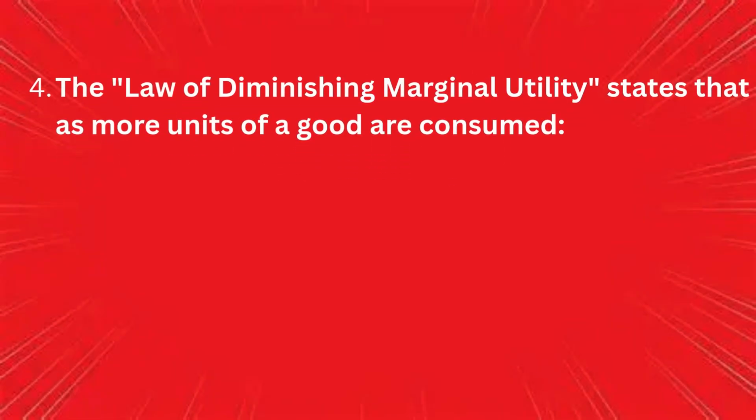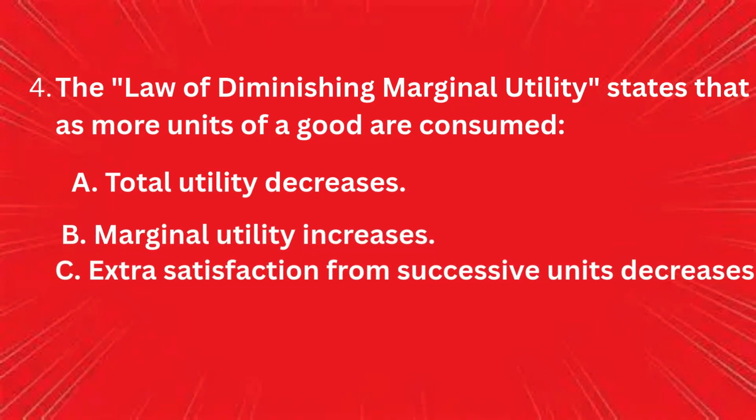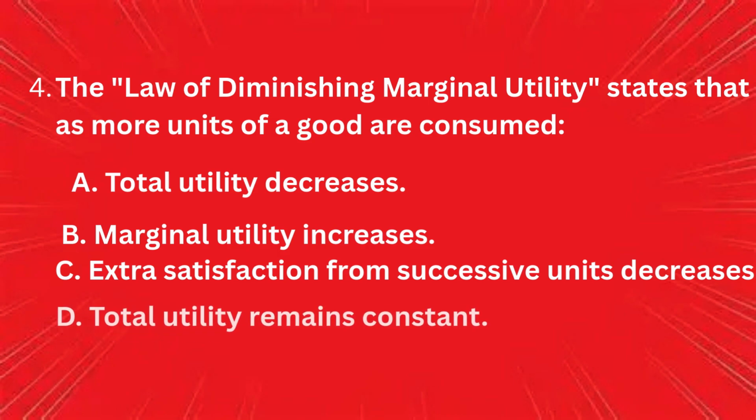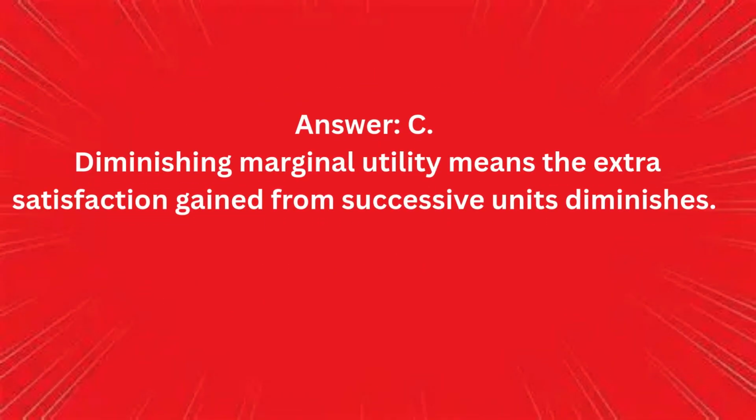4. The law of diminishing marginal utility states that as more units of a good are consumed, A. Total utility decreases. B. Marginal utility increases. C. Extra satisfaction from successive units decreases. D. Total utility remains constant. Answer. C. Diminishing marginal utility means the extra satisfaction gained from successive units diminishes.